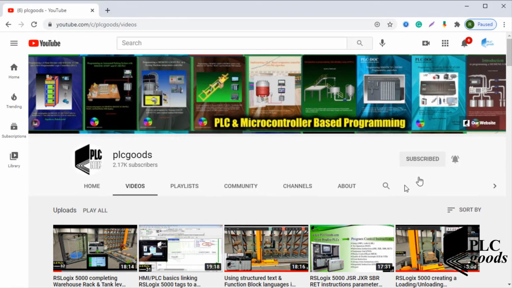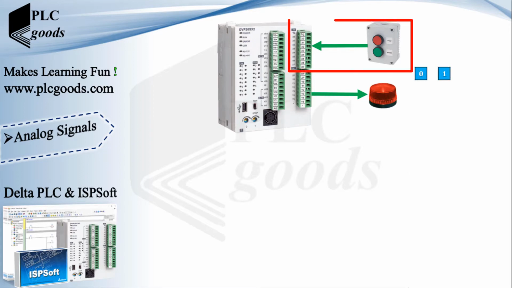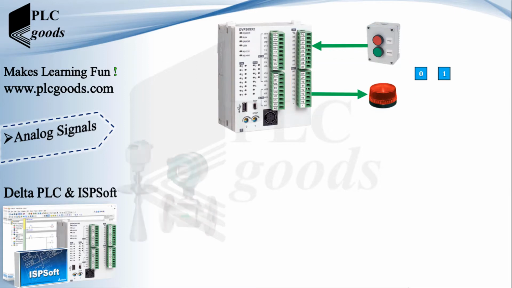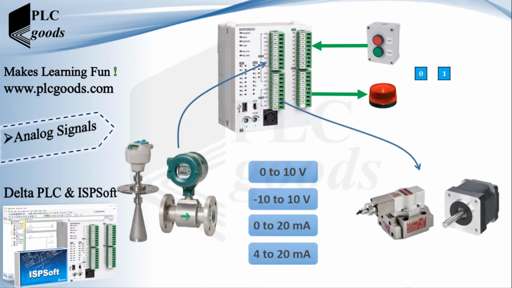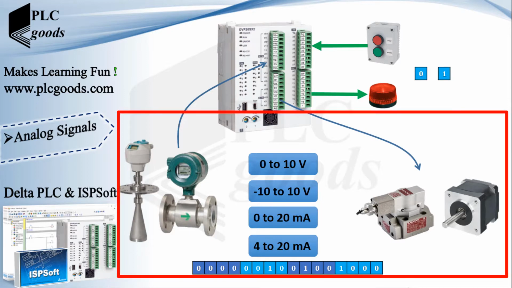Alright, let's see the main difference between digital and analog devices in industries. As you know, equipment like push buttons and signal lamps, which have only two states, can be connected to digital inputs and digital outputs. But a variety of equipment, like level transmitters, flow meters, electrical valves, and motors work with a range of voltage, current, or other signal types. So, PLC will need more than one bit to store their state. In this video, we'll learn how this type of equipment can be connected to my PLC.